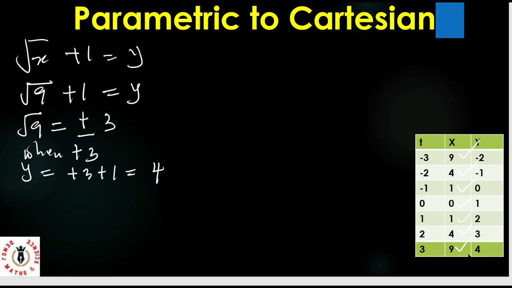If you look at it here, this is a positive value. When it is plus 3, that's 4. Now, when it is minus 3, the y value will be minus 3 plus 1, which is the same thing as minus 2. So you have up here minus 2.